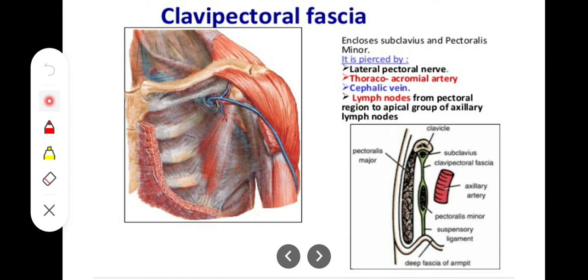right. Now we know that the deep pectoral fascia was enclosing in itself the pec major muscle, but the clavipectoral fascia is enclosing in itself what, the pec minor muscle along with the subclavius muscle, right. So these were the structures which were enclosed in the clavipectoral fascia. And we were talking about the attachments.